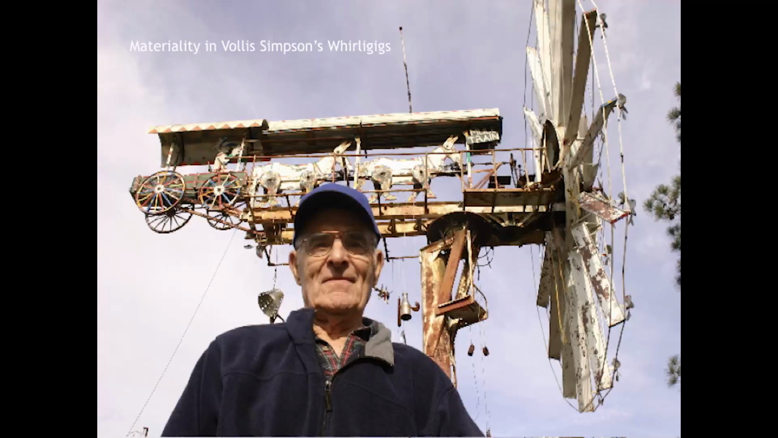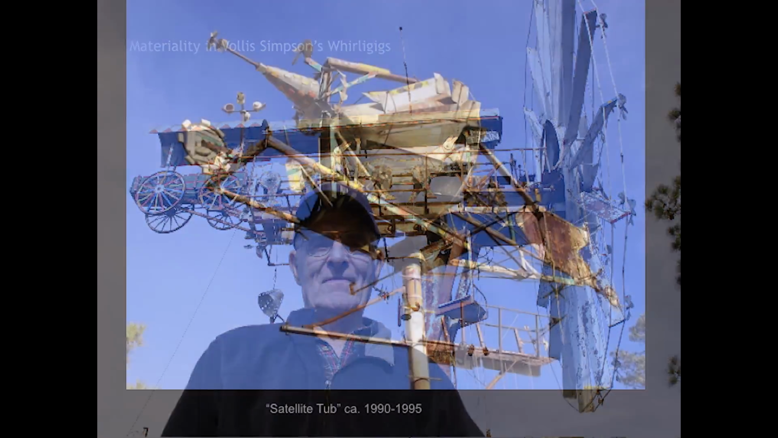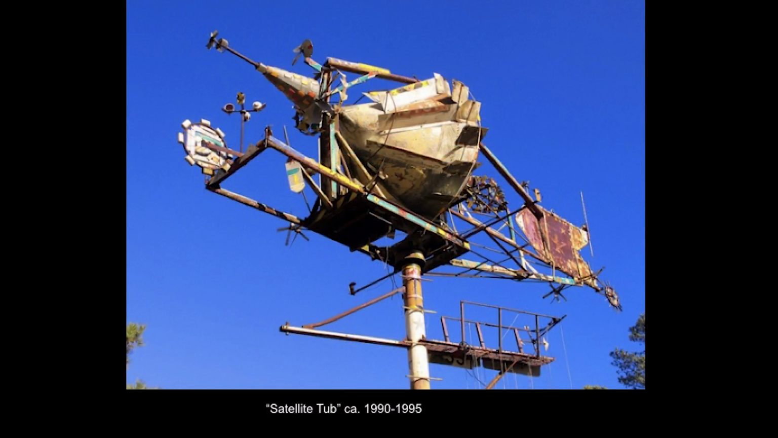Here's just a photo of the artist I'll be talking about, so you'll have his smiling face in your mind as I'm talking, Wallace Simpson. Towering above Wallace Simpson's former farm fields in Lucama, North Carolina, the whirligig shown here, affectionately known as Satellite Tub, casts shadows that resemble spiders and spaceships that move across the land.